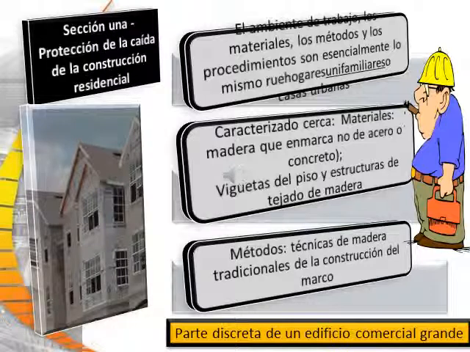Working environments, materials, methods, and procedures are essentially the same as single-family homes or townhouses. They are characterized by materials such as wood framing, not steel or concrete, wooden floor joists or roof structures, and the methods call for traditional wood frame construction techniques.